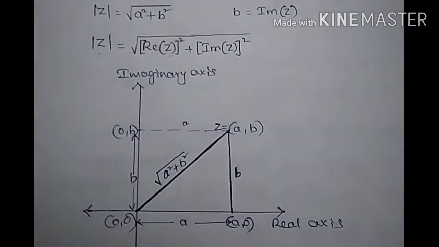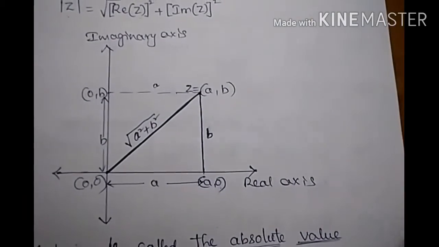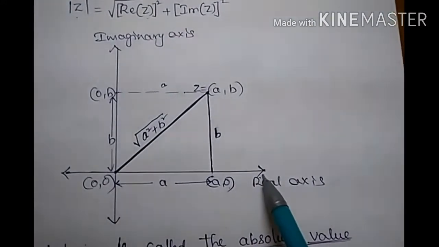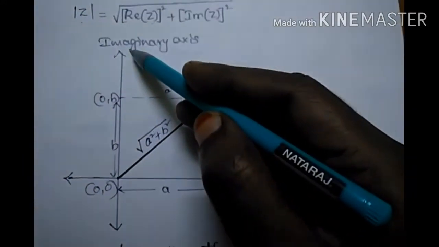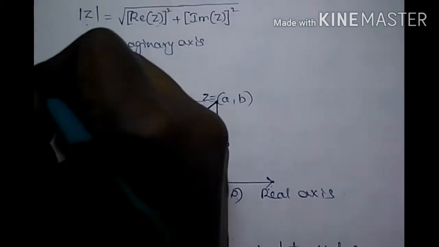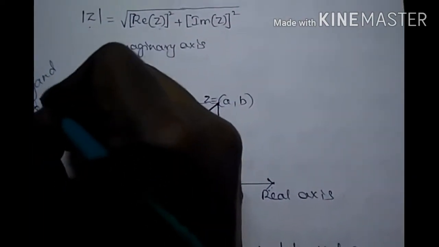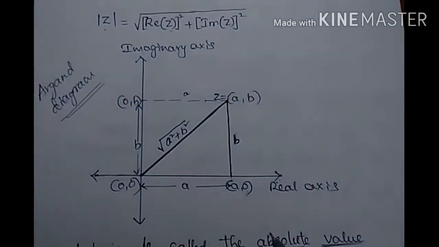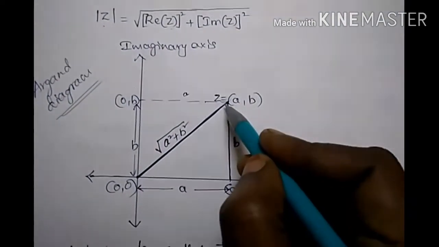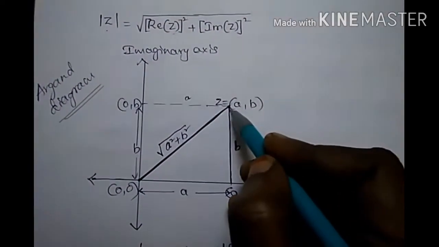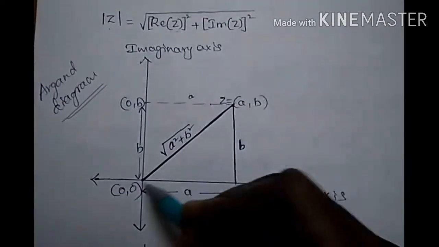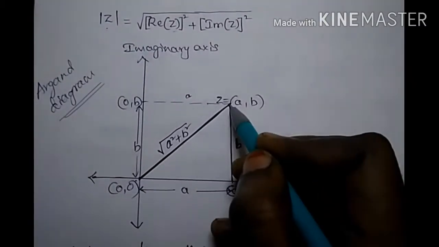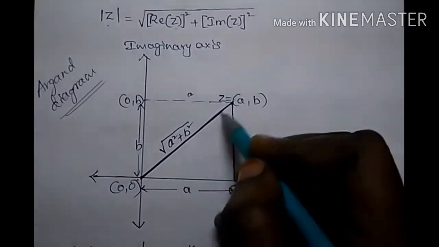We can discuss in the Argand diagram what the modulus of a complex number is. Let us take the x-axis as the real axis and the y-axis as the imaginary axis in the Argand diagram. We already discussed what an Argand diagram is. We can represent any complex number using this Argand diagram. Here let z equal to a comma b be a point on the complex plane. The distance between the origin and this point is called the absolute value, modulus, of a complex number.